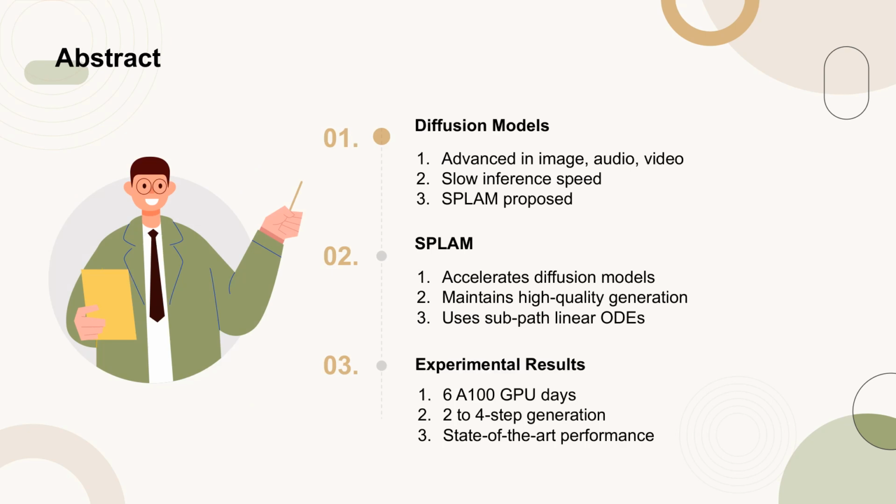The abstract highlights the advancements of diffusion models in various generation tasks but points out their slow inference speed as a limitation. To address this, the authors proposed the Subpath Linear Approximation Model, SPLAM. This model accelerates diffusion models while preserving the quality of generated images by utilizing subpath linear ODEs. The experimental results show that SPLAM can produce high-quality generative models within 100 GPU days, enabling 2 to 4-step generation. It also outperforms existing acceleration methods, achieving state-of-the-art performance in terms of FID and image quality.